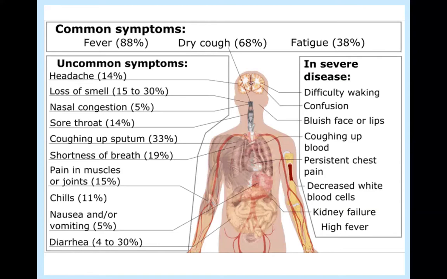We recognise there are a number of more uncommon symptoms: some headache, the loss of taste and smell, which has been well described and discussed, and I'll talk about that a little bit as well. Nasal congestion, a sore throat. Some cough and don't cough up sputum, some cough up small amounts of sputum, some cough up a lot of sputum, so it can be very variable. Of course, the breathlessness, the pain in the joints and the muscles, chills, nausea, vomiting, a bit of diarrhea. It's affected nearly every system you can possibly imagine.